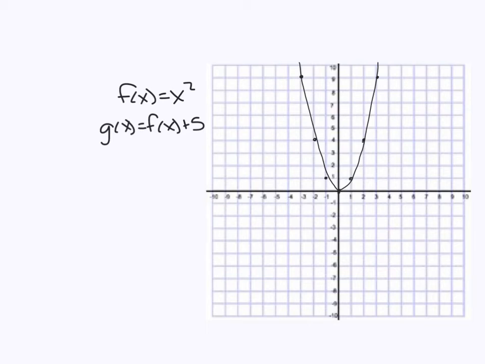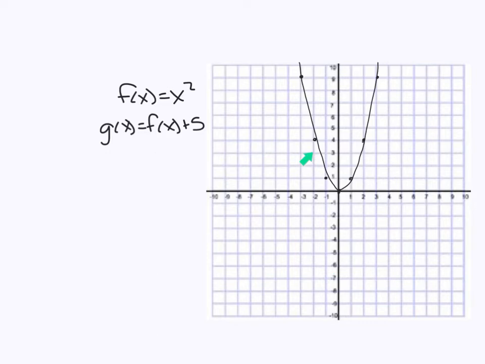Vertical translations are very straightforward. If you have plus some number after f of x, it'll move it up. If you have minus, it'll move it down. So remember that f of x is the same thing as y. So this is saying take my y values and add 5 to that. Well, my y-axis is the vertical axis.